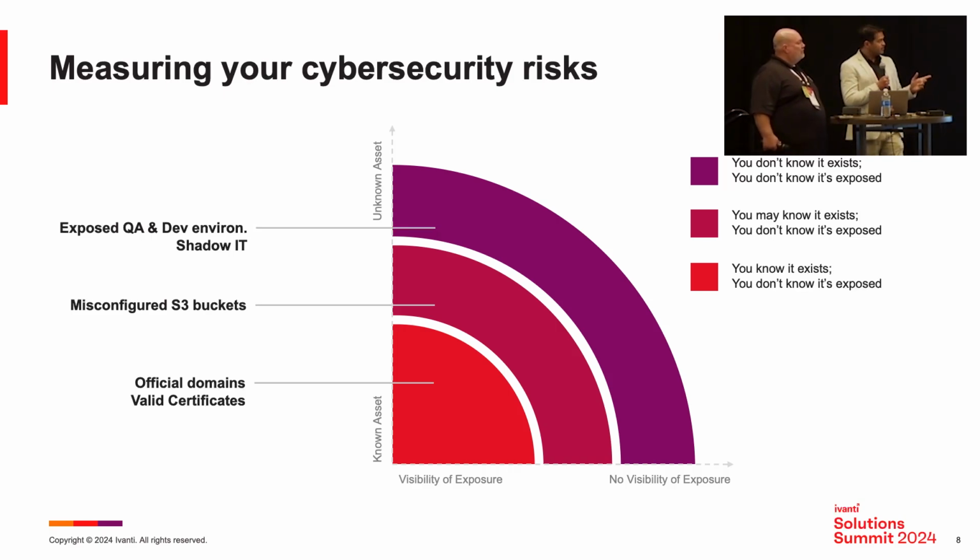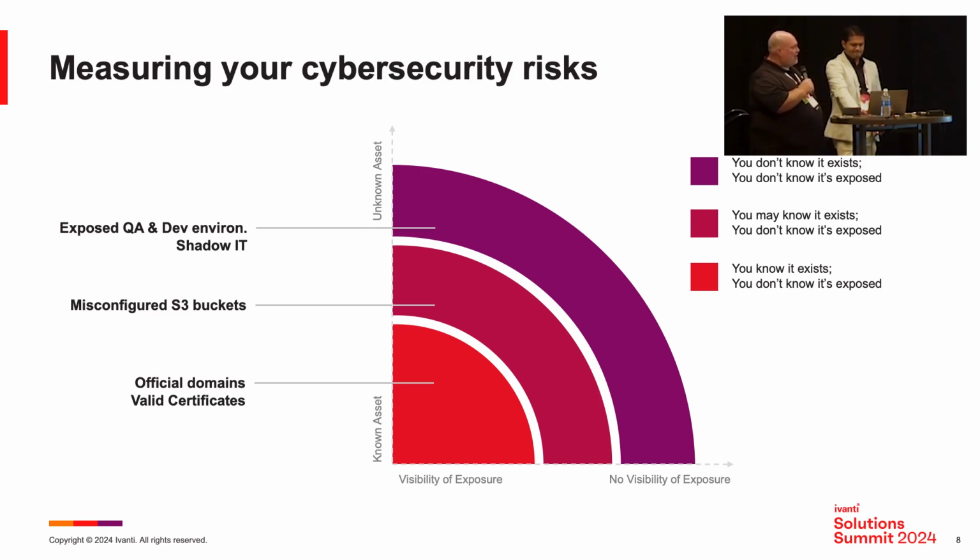So how do you measure cybersecurity risk? I think Mike can go over this real quick. Sure, yeah. What you're looking at here is a description of three stratospheres of assets. The first one is something that I hope Ivanti is helping you with, as well as many other security products you might have. These are official domains, valid certificates, assets with agents on them, your internal network, the VPN networks that you know about, all these sorts of things.